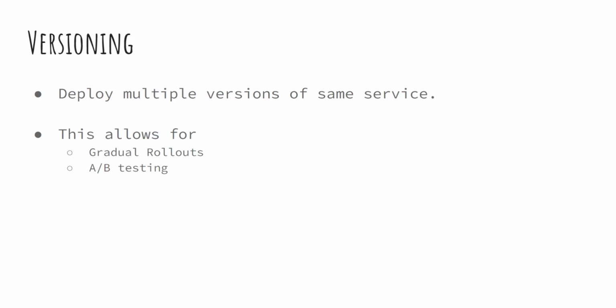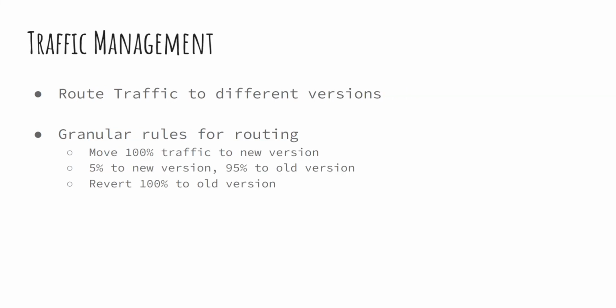of your services. Traffic management constructs allow you to define rules around traffic routing to different versions of your service, giving you full control. So for example, you can route 100% traffic to the newer version, or you can have a gradual rollout, say 5% to the newer version and 95% to the old version. And in case of a bad version being deployed, you can also revert 100% traffic to the older version.